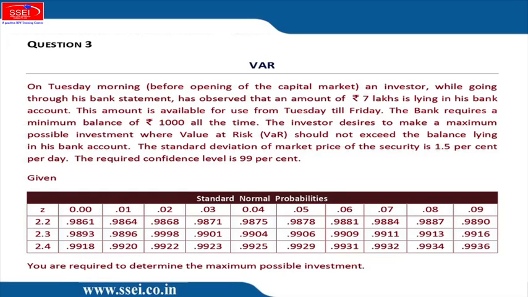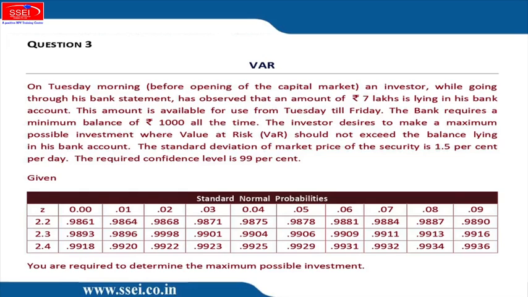So it's given that on Tuesday morning you have 7 lakhs lying in your bank account. This amount is available from Tuesday till Friday. The bank requires a minimum balance of 1,000 all the time. So even if on a single day the balance falls below 1,000, it is not allowed. Okay, minimum balance of 1,000 all the time.